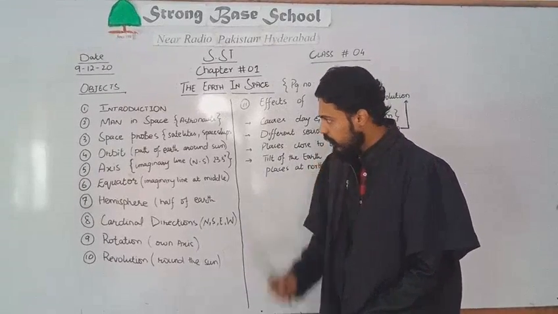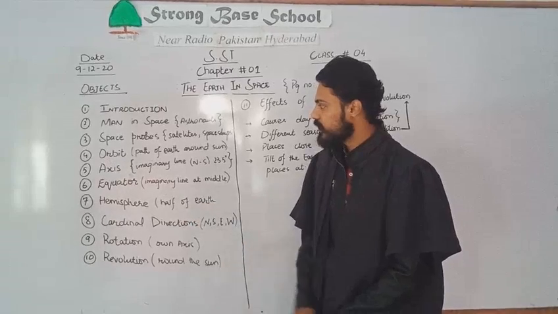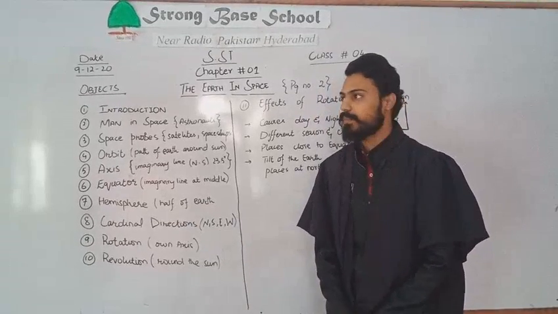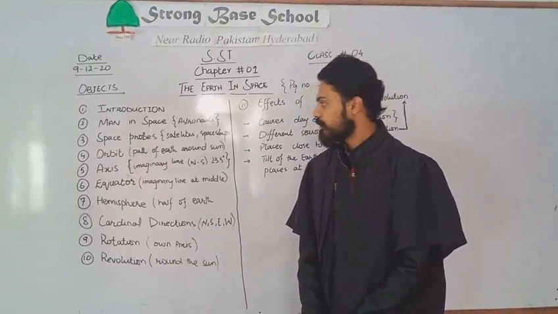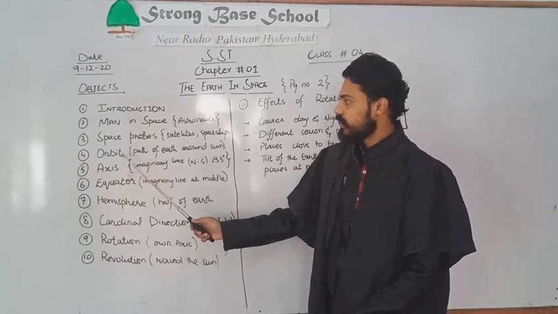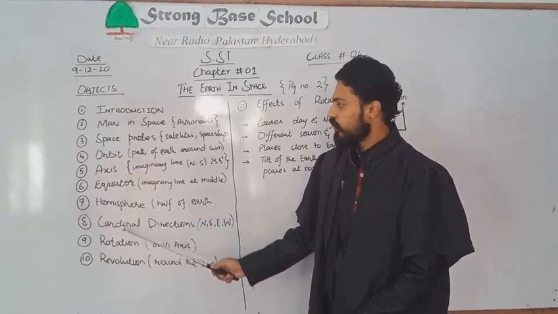Okay. After that there is the fourth point, which is orbit. Orbit is the path of the Earth around the Sun. Okay. Basically these are all points about the Earth.